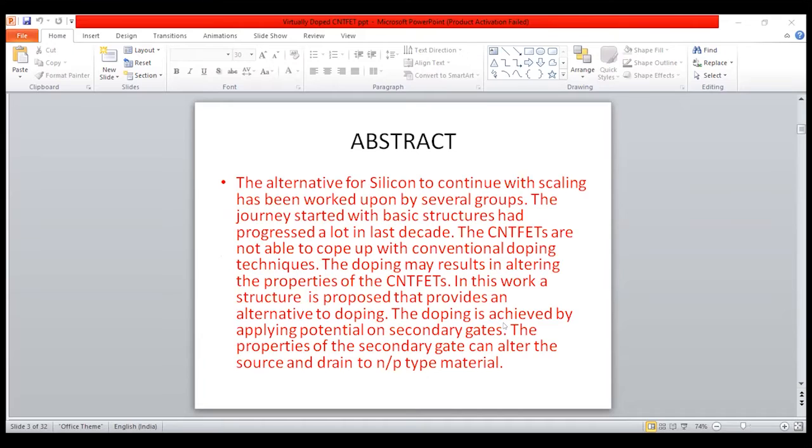The alternative for silicon to continue with scaling has been worked upon by several groups. The journey has started with basic structures that have progressed a lot in the last decade. The CNTFETs are not able to cope with conventional doping techniques. The doping may result in altering the properties of the CNTFET. In this work, a structure is proposed that provides an alternative to doping. The doping is achieved by applying a potential on secondary gates. The properties of the secondary gate can alter the source and drain to N or P type materials.